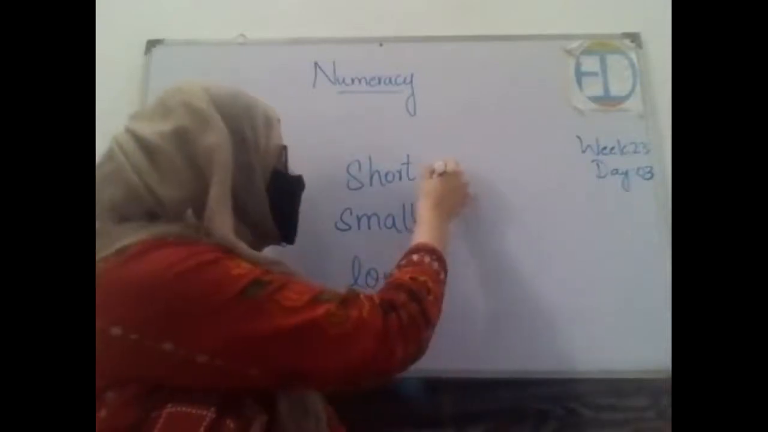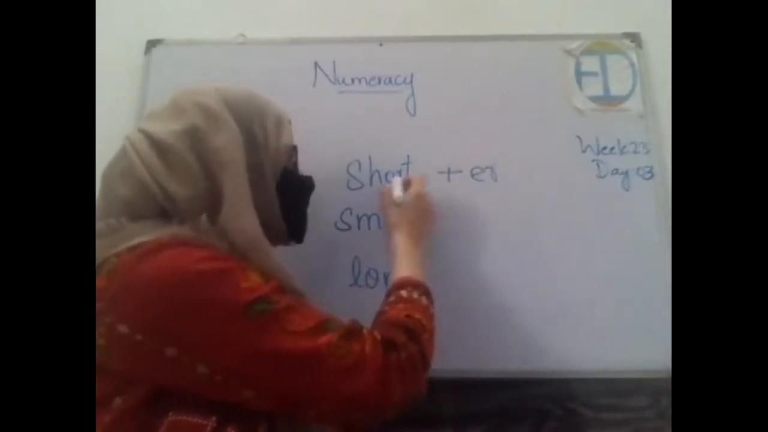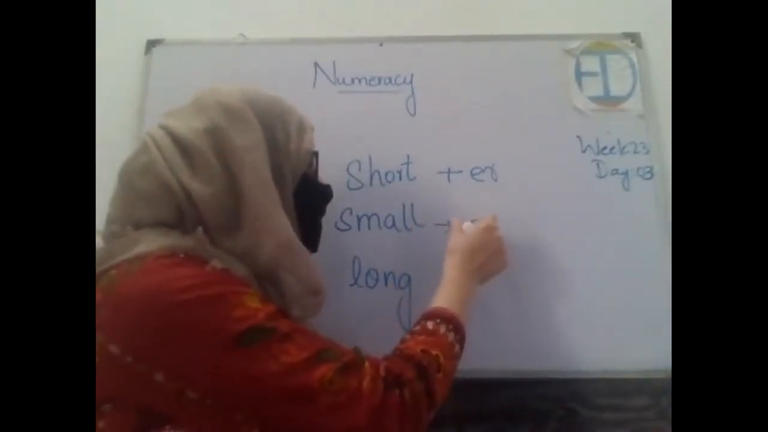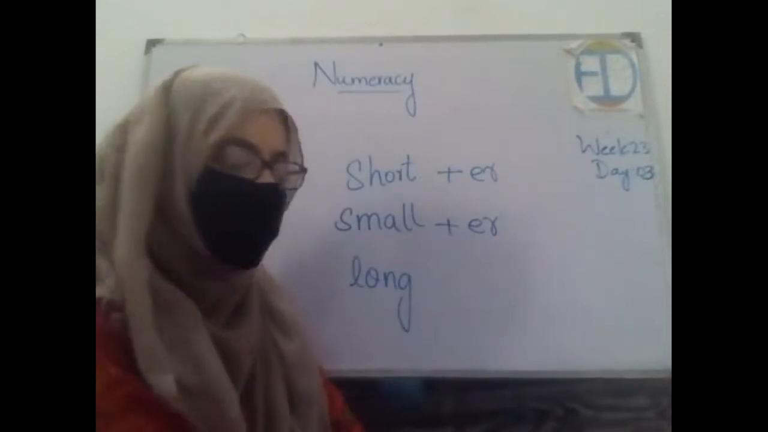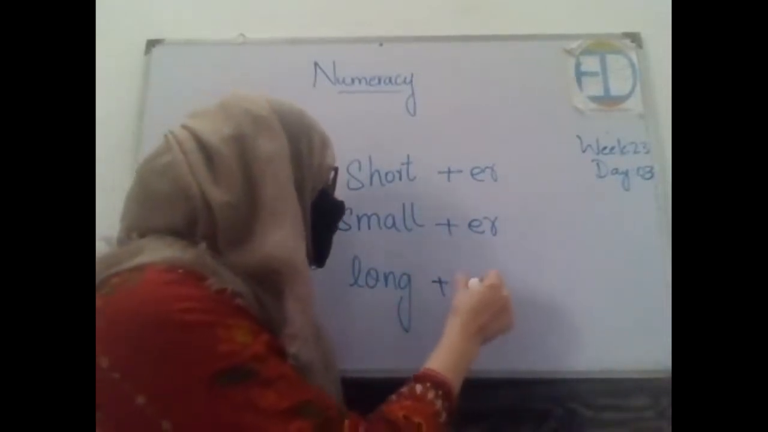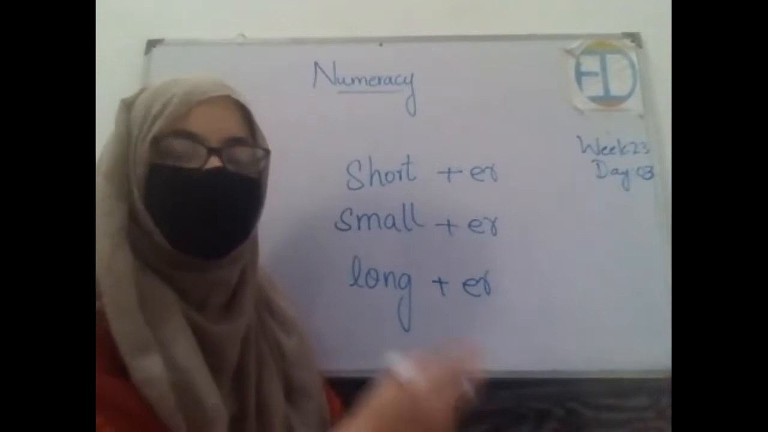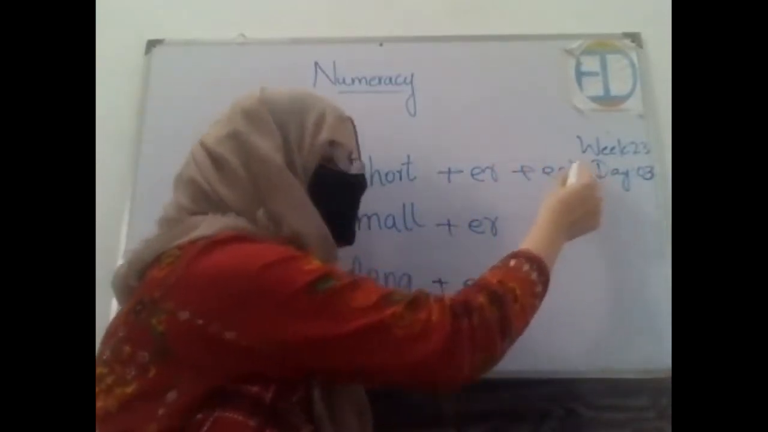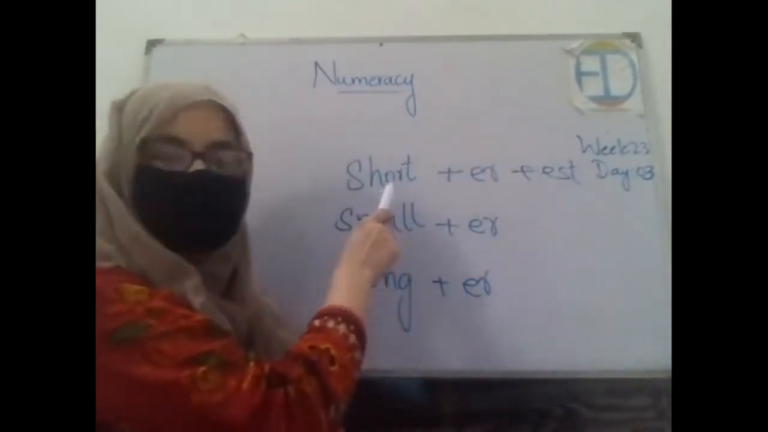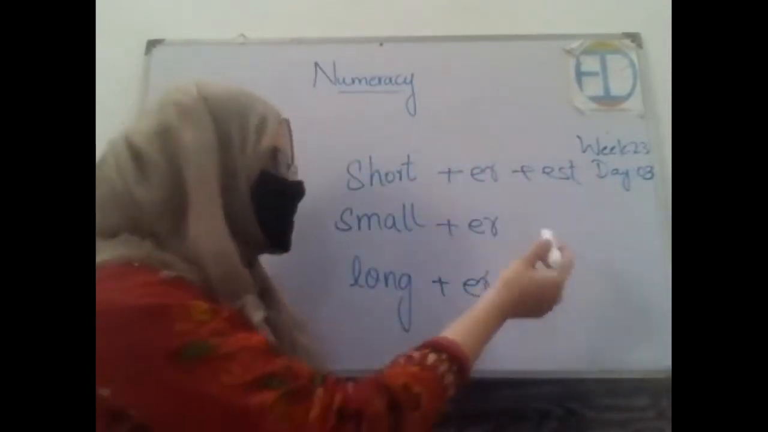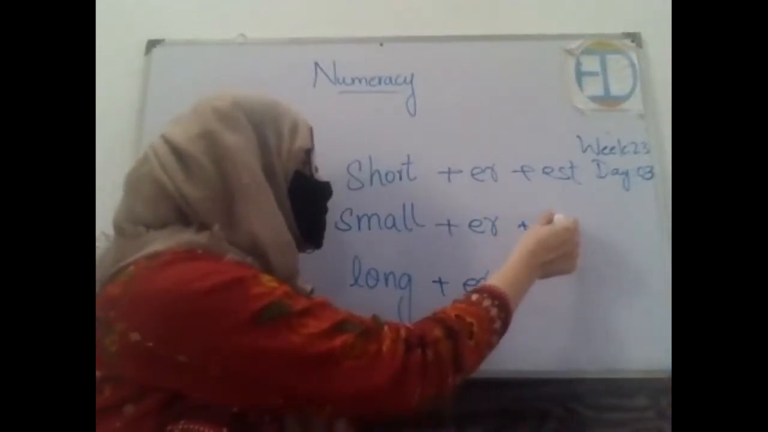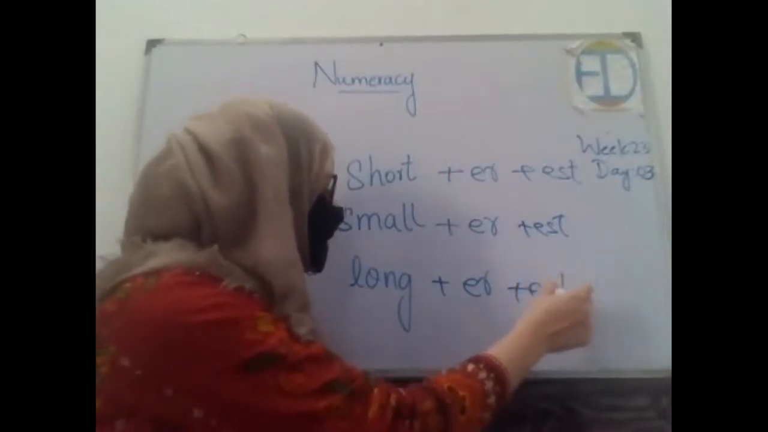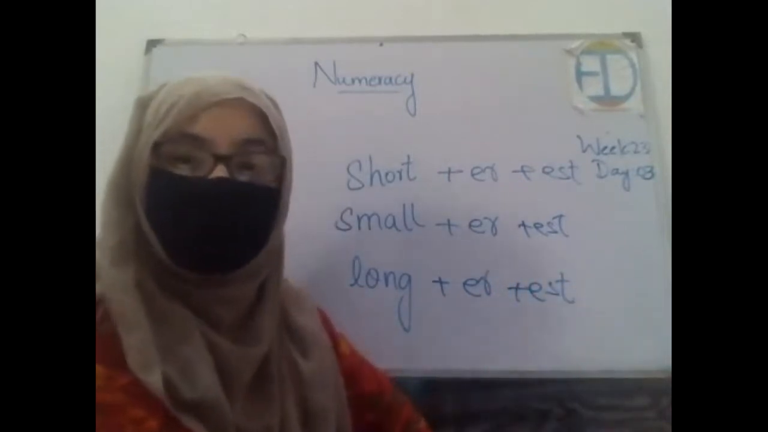That is that first you will be adding just er to this original one, and it will turn into shorter. When we add er to this, it will become smaller. When we add er to this, it will become longer, right? And in order to make the third form, we will be adding est into it. So by adding est into this, it will turn into shortest. When we add est into small, it will become smallest. And when we add est into long, it will become longest, right?